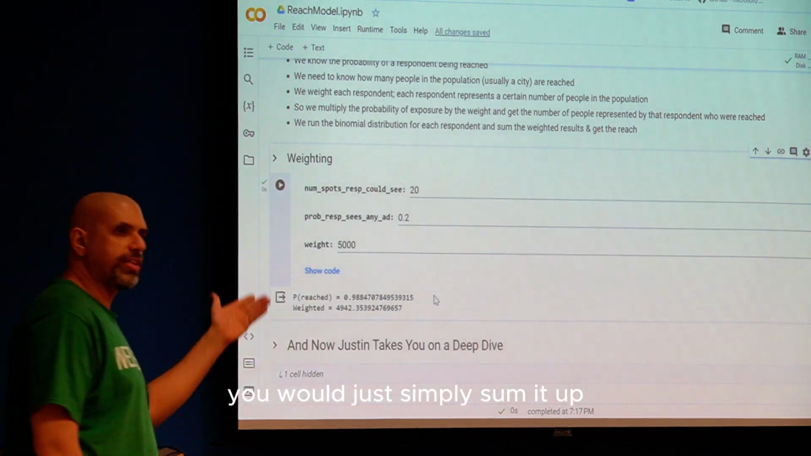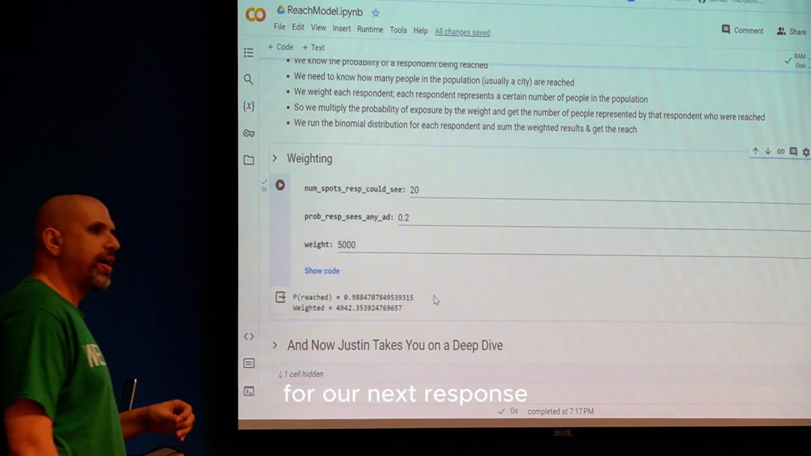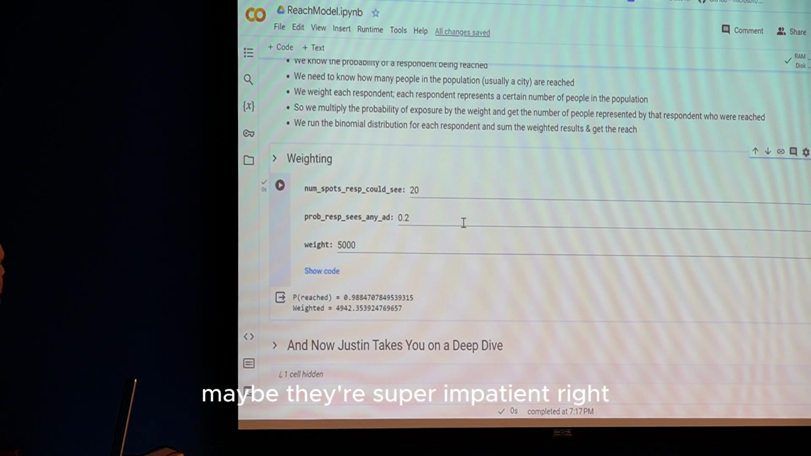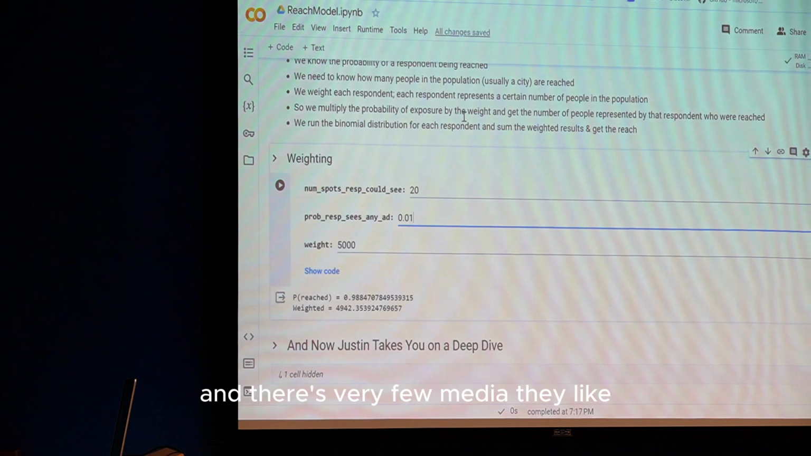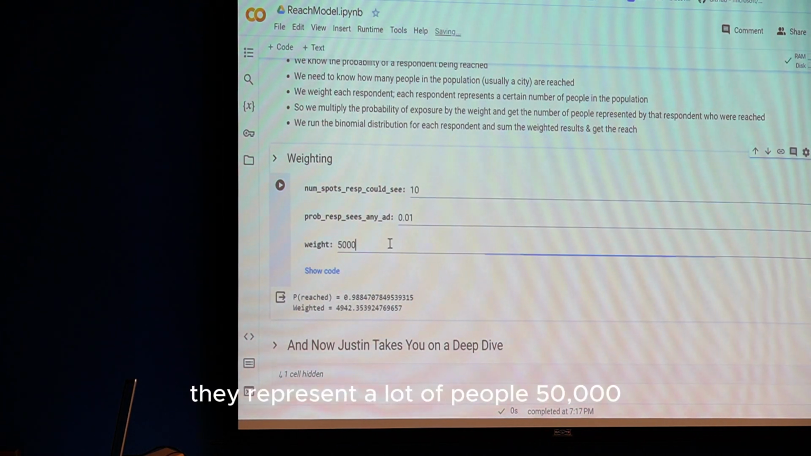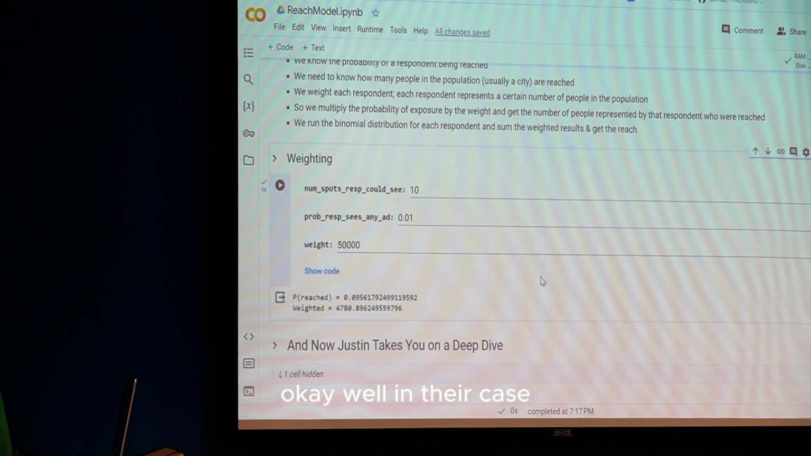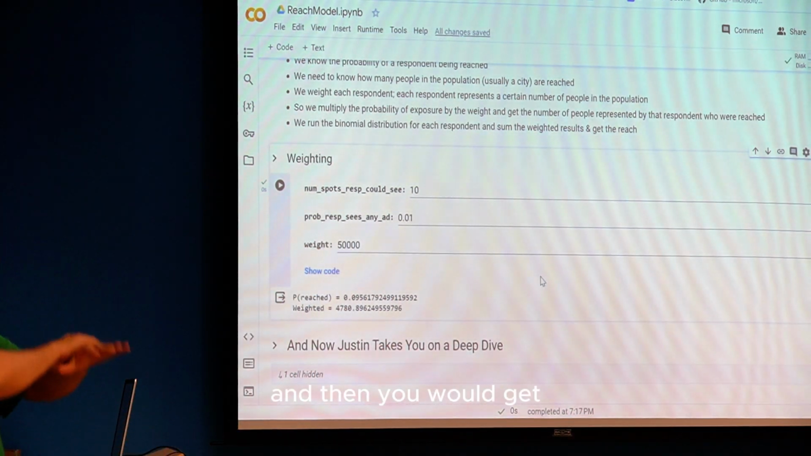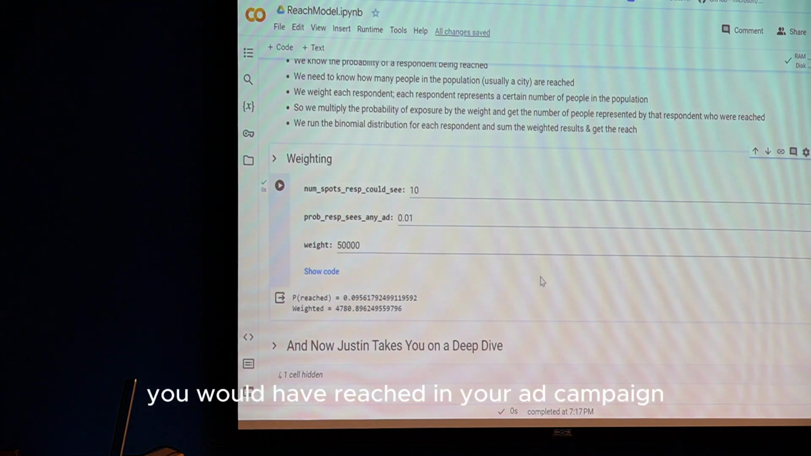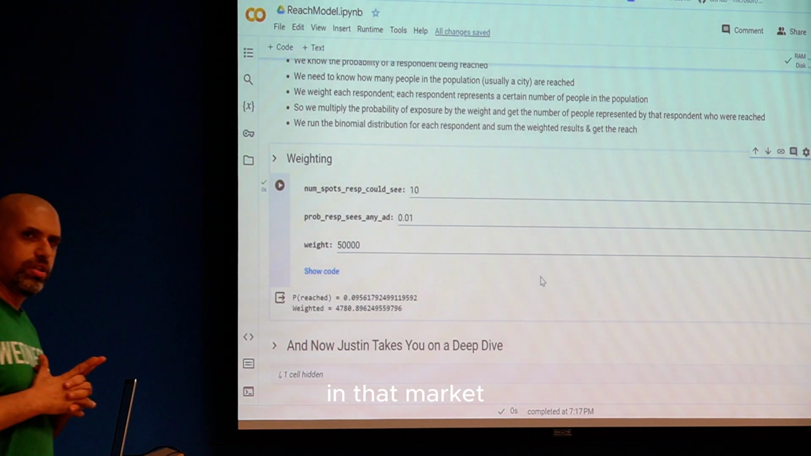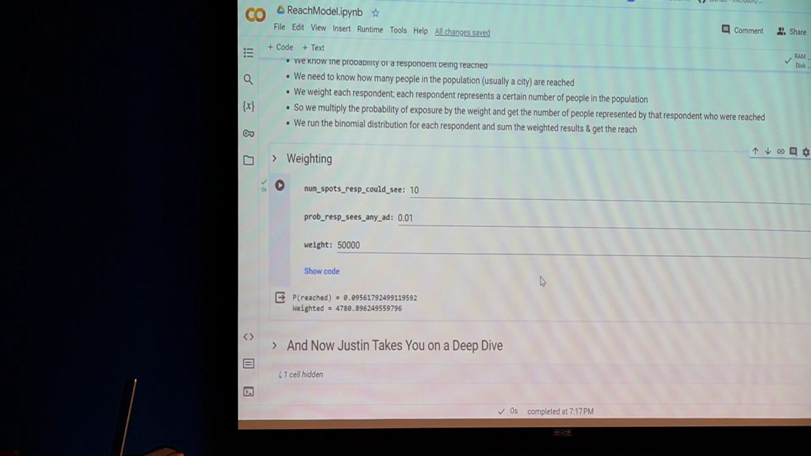And then what you would do is simply sum it up. For our next respondent, we have this probability of seeing an ad. Maybe they're super impatient, and there's very few media they like, so they probably only saw one medium, but they represent a lot of people, 50,000, and in their case we got 4,780 out of them. You would do that for every respondent, sum them all up, and then you would get all of the people you would have reached in your ad campaign, a simulation of it, an estimate of it, in that market. Does that make sense? Okay.